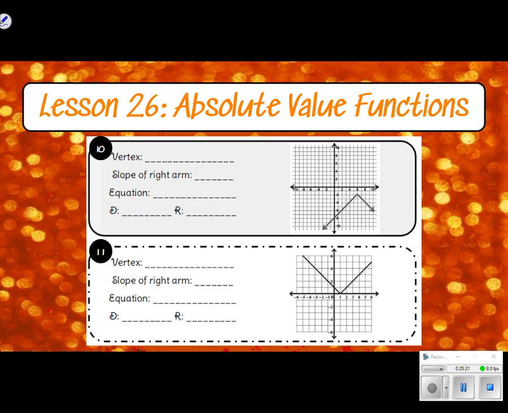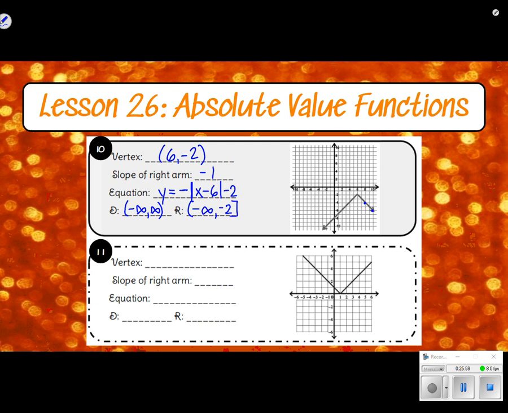All right, vertex here looks like it's at 6 comma negative 2. The slope of the right arm looks like it's down 2, right 2. So it looks like a slope of negative 1. So that would mean we would have y equals, now you can write a negative 1. I'm just going to write a negative this time. X, opposite of positive 6 is negative 6, minus 2. And then our domain is from negative infinity to positive infinity. Our range is from negative infinity to negative 2 with a bracket.